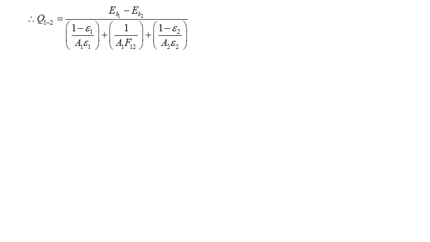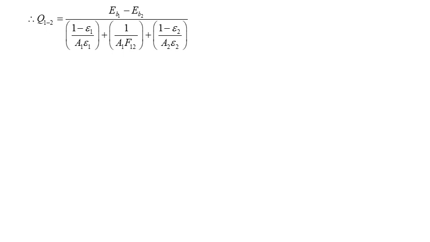Next we can write Q1 to 2 is equal to EB1 minus EB2, where EB stands for the energy emitted by surface 1. So EB1 minus EB2 is equal to (1 minus emissivity 1) divided by A1 epsilon 1, plus 1 by A1 F1 2, plus (1 minus epsilon 2) divided by A2 epsilon 2.